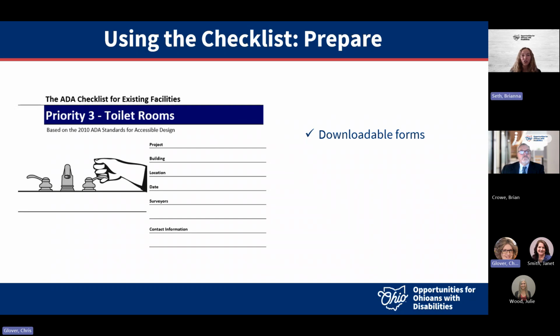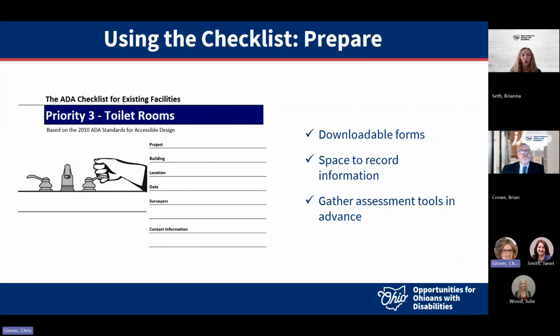The front page of each checklist offers a space to record information such as location, building, and date. The checklist provides ideas for tools to gather before the assessment begins, such as a tape measure and clipboard. It can be helpful to have at least 2 team members during this process. While one measures, the other can record the information and take pictures. Teamwork makes the dream work.